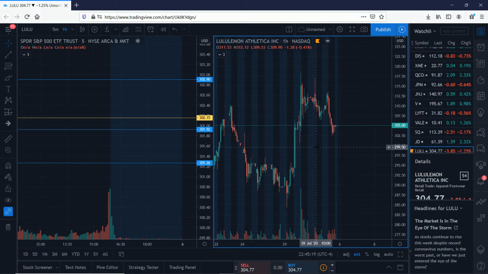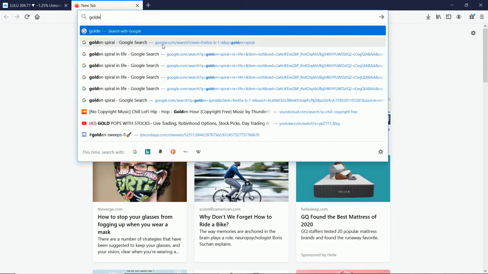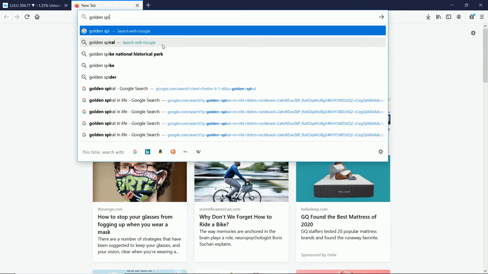Now what that is, it's an equation that is used throughout life that depicts what is pleasing to someone. It's found everywhere in life. It's found within the Mona Lisa. You can look it up. It's called the golden spiral. I'll look it up here, golden spiral.